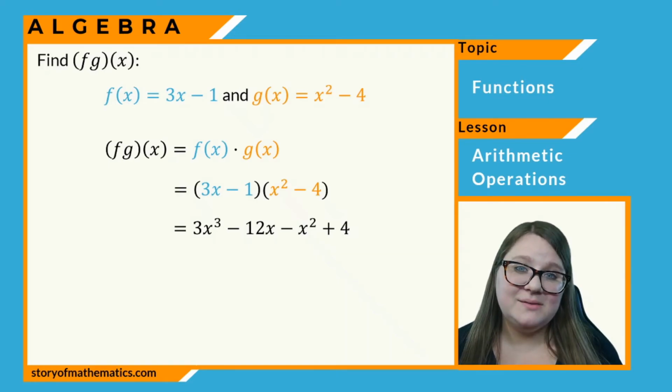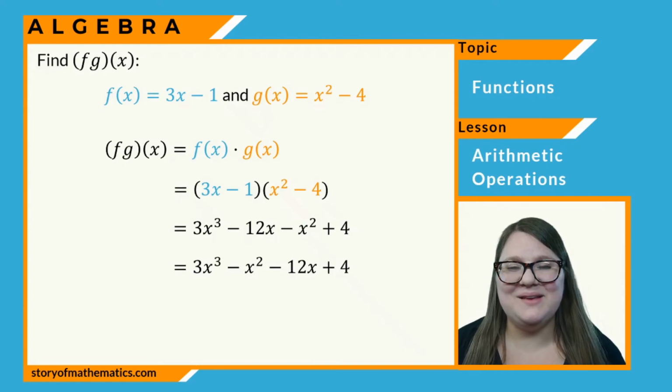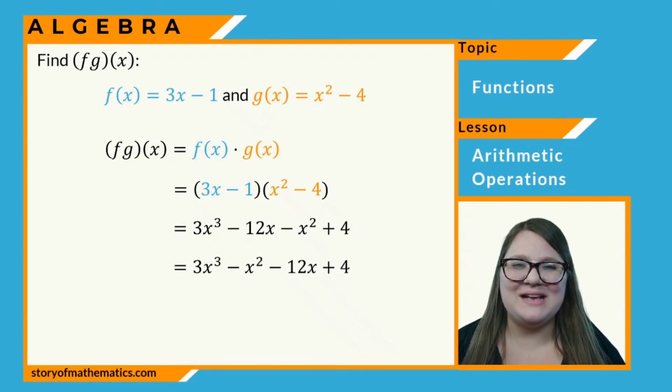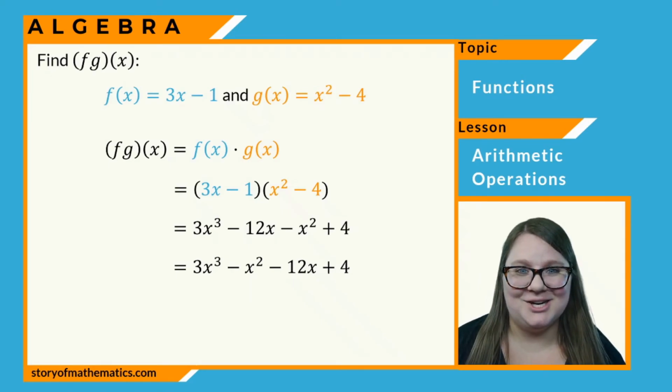Now, there aren't any like terms here, but I can reorder this to be from the highest exponent to the lowest. And that gives me 3x cubed minus x squared minus 12x plus 4 as my final answer.